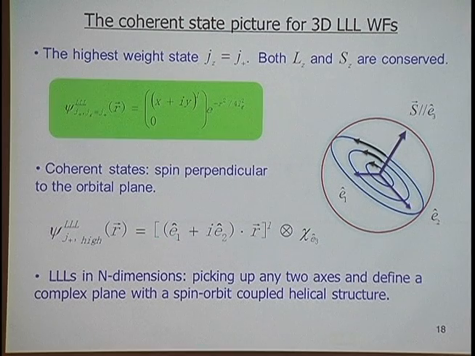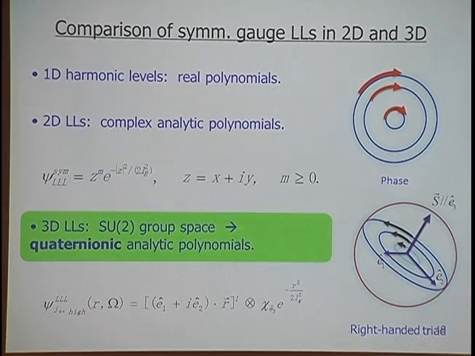This picture can be generalized to arbitrary dimension. So basically for n dimensions, we can also pick two orthogonal axes and define a complex plane. Using coordinate projection, this plane defines a complex analytic function, and we need the spin locked with the orbital motion. So the Landau level, if we go to high dimension, naturally has a spin-orbit coupled helical structure. Now let's look at a comparison.